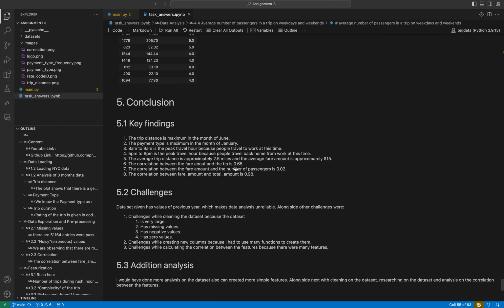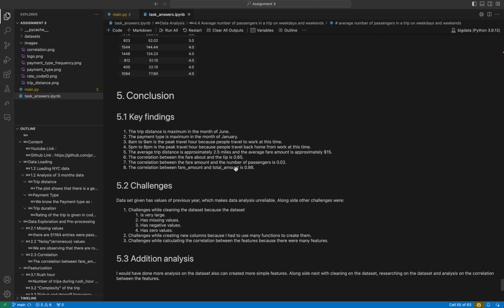Going ahead to the conclusion, to end this, I would focus more on the challenges, because there was a lot of missing data. As I mentioned earlier, there was previous year data included with the 2023 data. There were negative values, and there were zero values. The data is very large, so it is very hard to handle. You have to migrate it to a cloud platform. And that's all. Thank you.